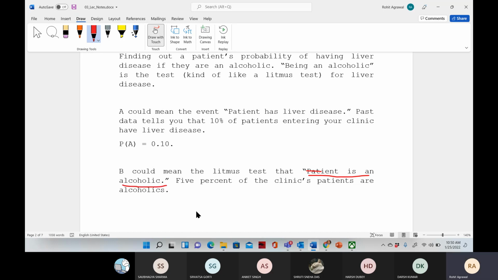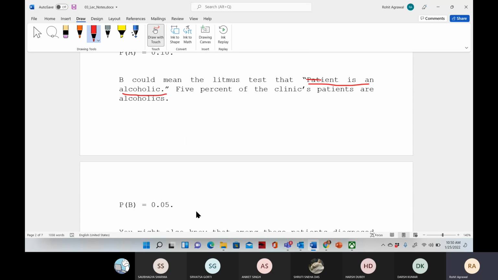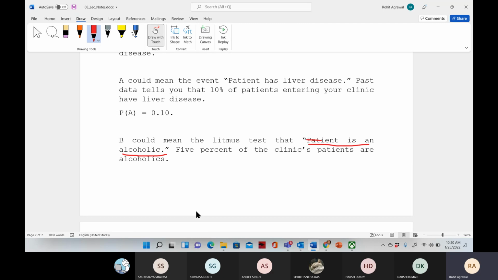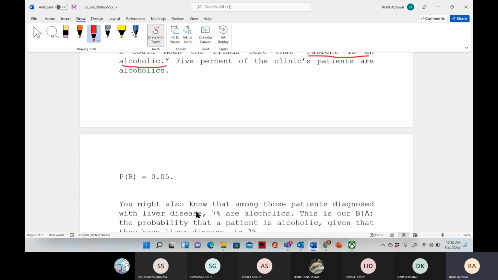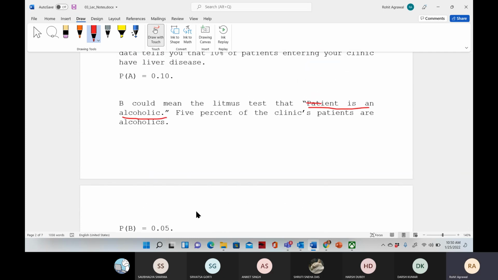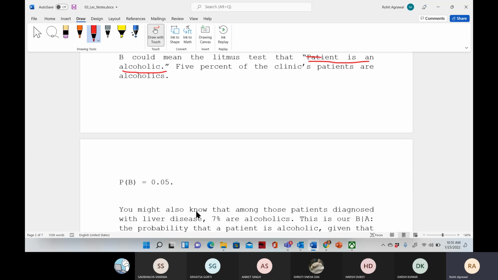Patient is an alcoholic. Now, it is given that 5% of the clinic patients are alcoholic. So suppose 100 patients come to a clinic, out of 100, 5 are alcoholic. And overall, out of 100, 10 patients have liver diseases. Maybe out of these 10, 5 are from the alcoholics, or maybe not. We are not sure.